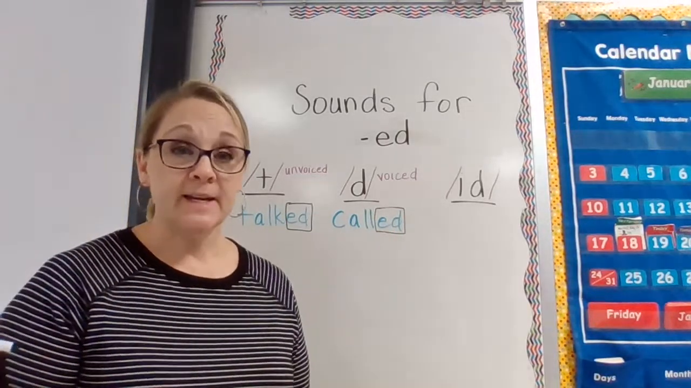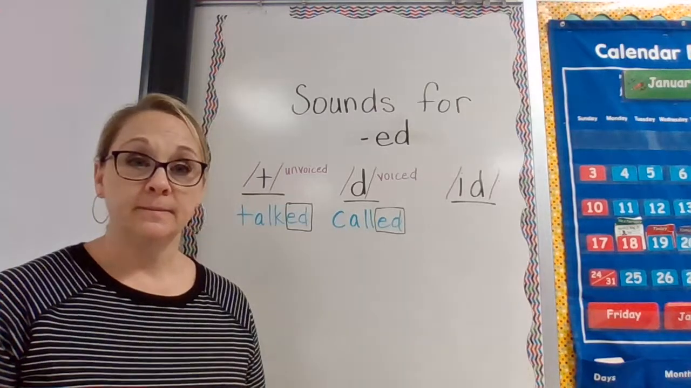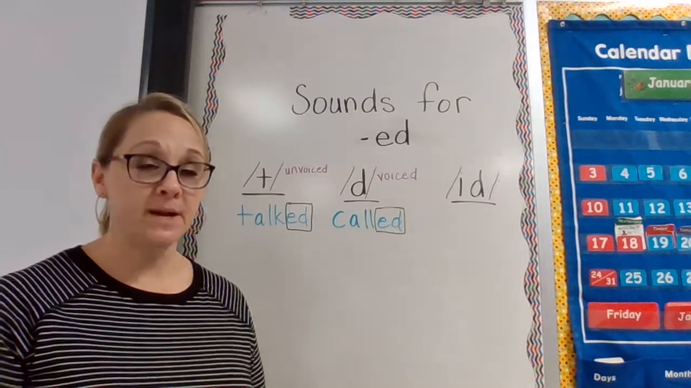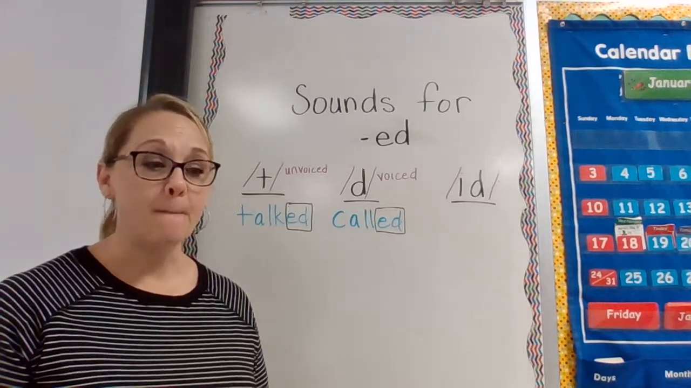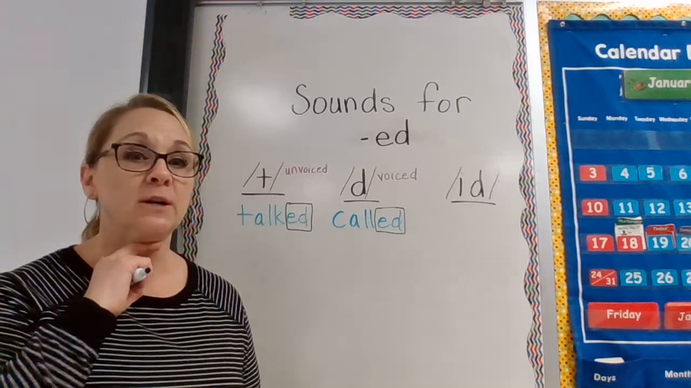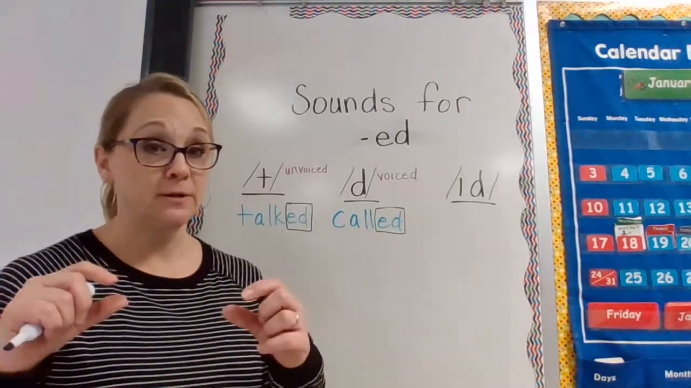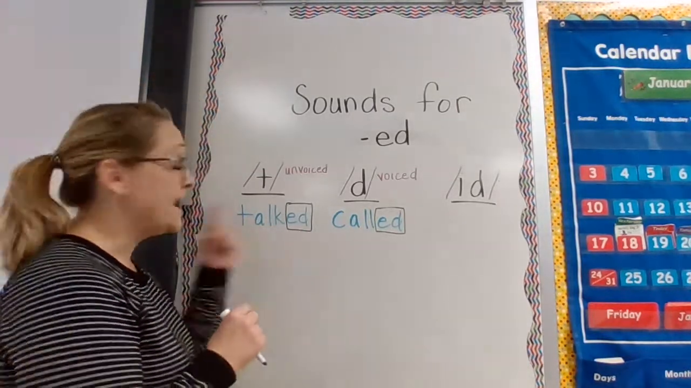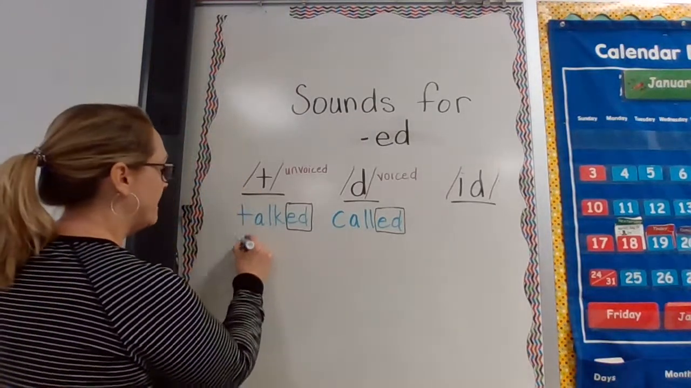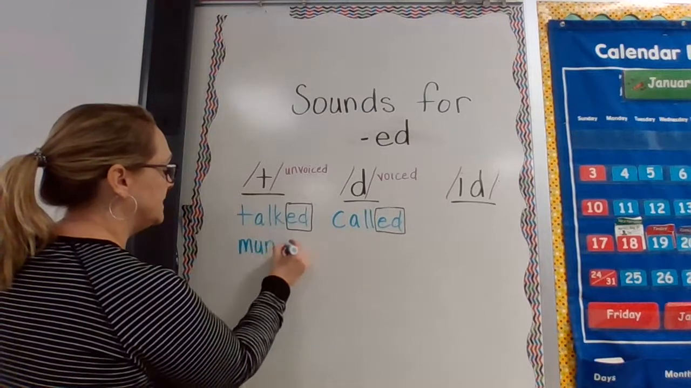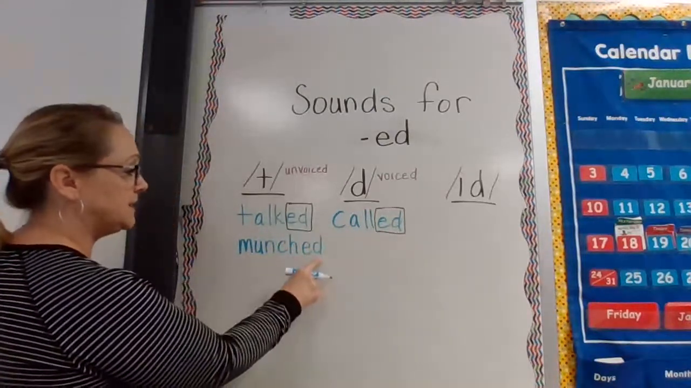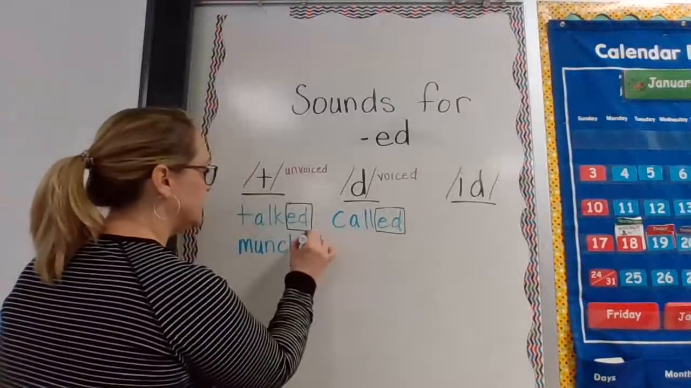Your next word is munched. I munched on an apple. Munched. Munch, ch, ch. So the base word is munch. I hear t at the end. So the word is munched, M-U-N-C-H-E-D. Ed is making the t sound.